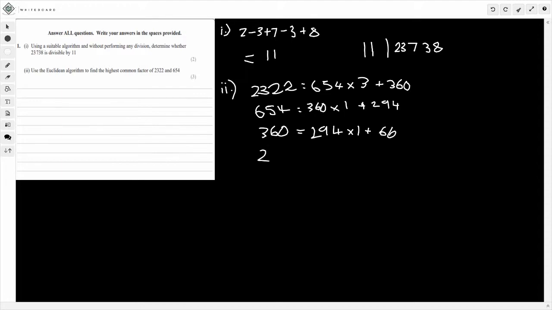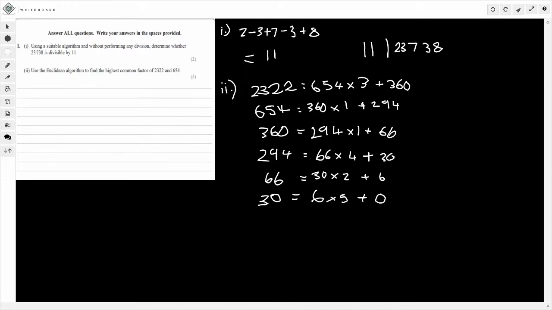Again, shift it along. So 294 is going to be equal to 66 times 4, plus on remainder of 30. Again, notice I'm just shifting it along again. So 66 is equal to 30 times 2 plus 6. And as you can see here, this next one is going to be my last one, because I'm going to say 30 is equal to 6 times 5 plus nothing.